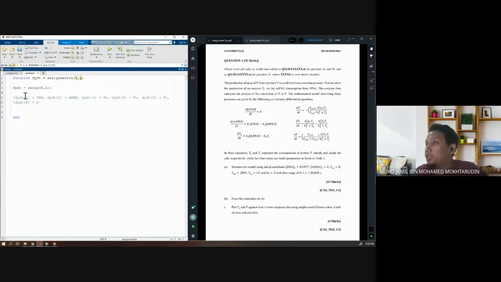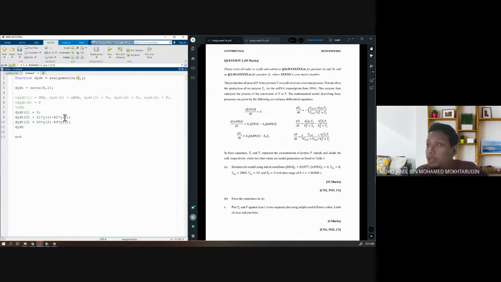Then we can write the ODE. So we start by writing the first ODE: dy dt1 equals 0. And then dy dt2 equals K1 times DNA, which is represented by Y1, so you just write Y1, minus K2 times mRNA. mRNA is Y number 2. And then the third one, K3 times mRNA Y2 minus K4 times TE. So TE is Y3.